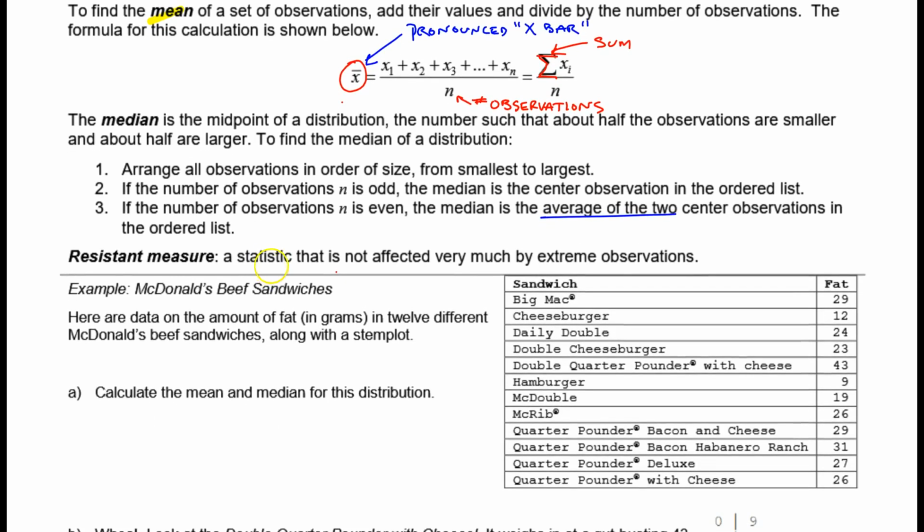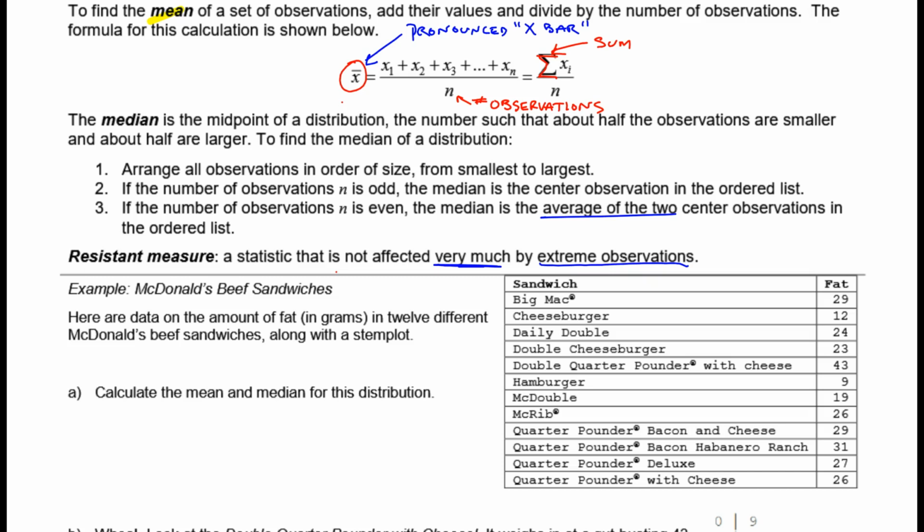Last thing here is the term resistant measure. A statistic, and the things that we're calculating here, mean and median, those are statistics, is resistant if it is not affected very much by extreme observations. So a couple things here. What's an extreme observation? An extreme observation is one that's very different than most of them in the distribution. And then last but not least, it says not affected very much. And for those of you that are exact, you're not going to like that language because the term very much is not an exact value.